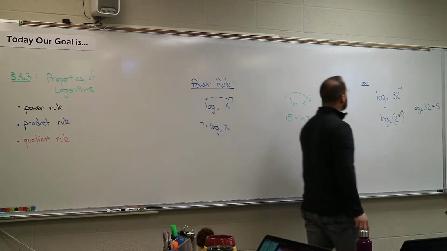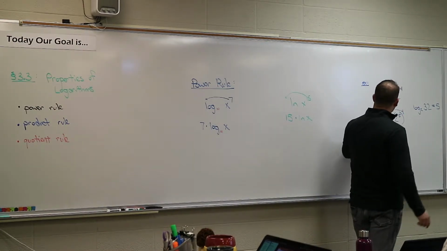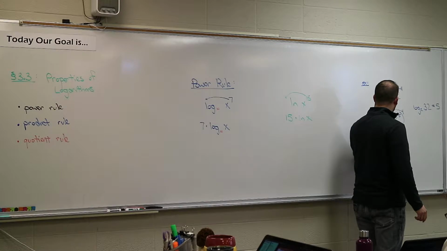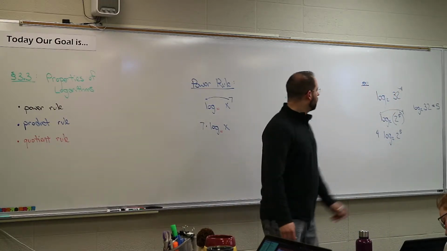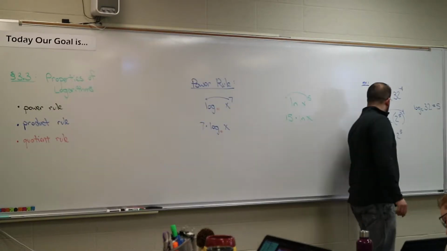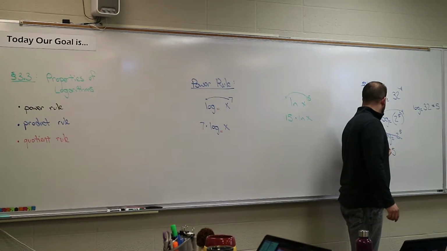Put the 4 out front. Perfect, yeah. I like that. So the 4 is here. Log base 2 of 2 to the 5th. Now what? Okay, now the log base 2 and the 2 cancel out, so it's just 4 times 5, which is 20. Boom, those cancel, so it's the 5 times the 4.